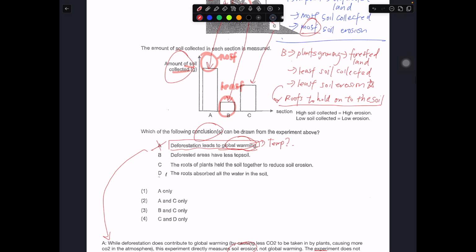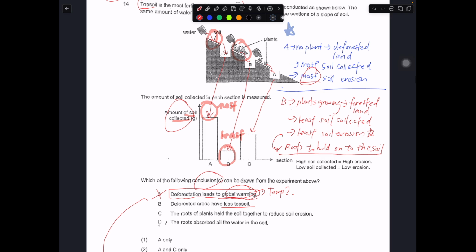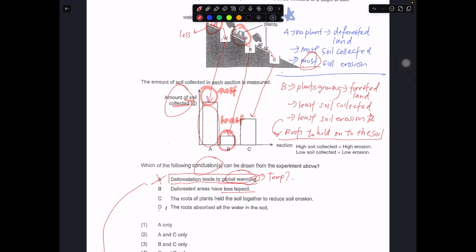Deforested areas have less topsoil. Yes, deforested areas will have less topsoil, because since you have more topsoil collected in A, that means over here will have less. The amount of soil is finite, it is fixed. If you got more being washed off, there must be less retained on the slope. So B is correct.